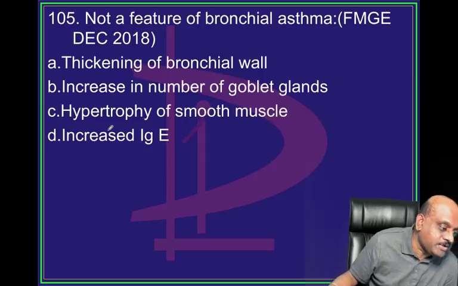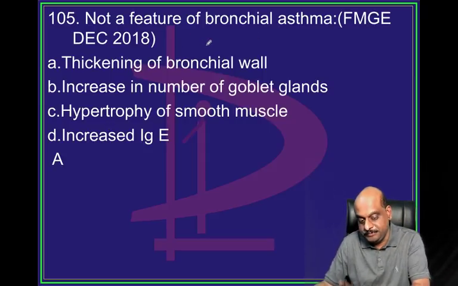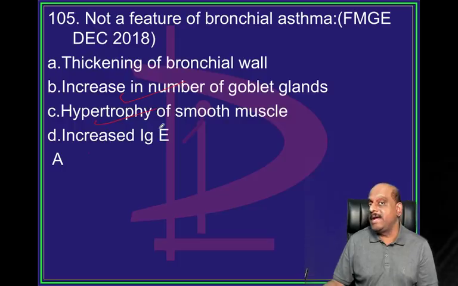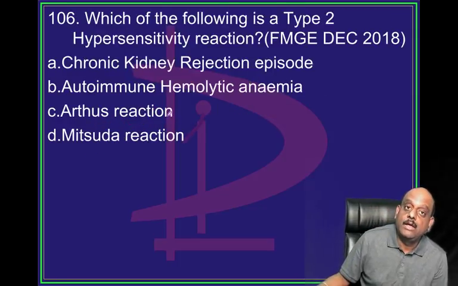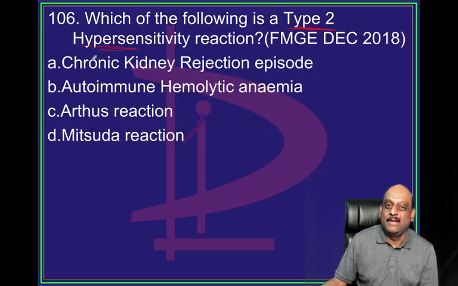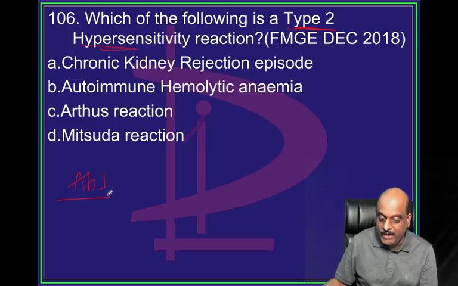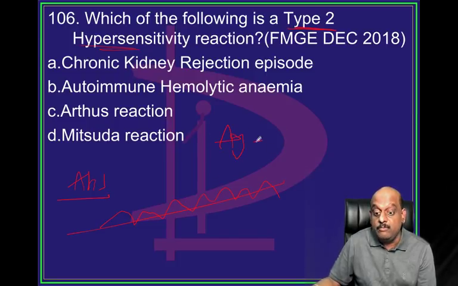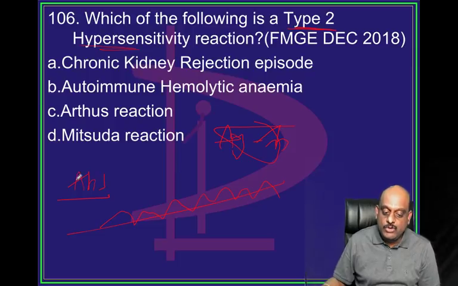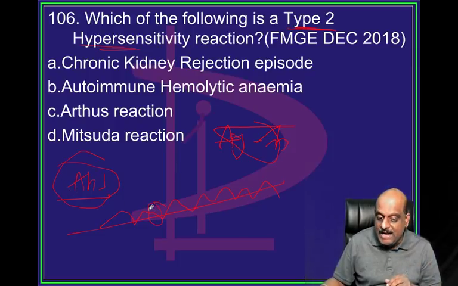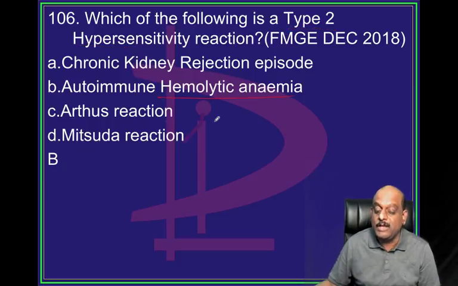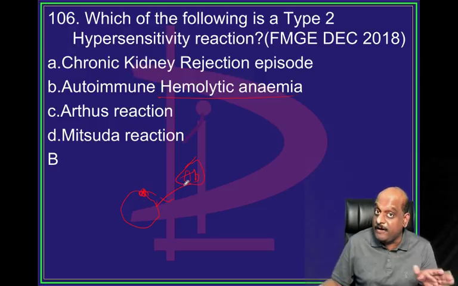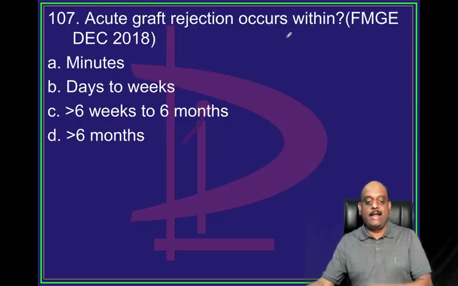Now, in bronchial asthma, there is an increase in goblet cells, hypertrophy of smooth muscle, increased IgE. They are both statements. Type 2 hypersensitivity reaction. What is type 2? Antibodies are free floating. Antigen is fixed on the cell membrane. What is type 3? Antigen antibody form immune complex, and that goes and deposits everywhere. So where do you have a fixed antigen with a free floating antibody, in case of autoimmune hemolytic reaction? The antigen is fixed on the RBC membrane, antibodies against RBC are free floating, so type 2 hypersensitivity reaction.